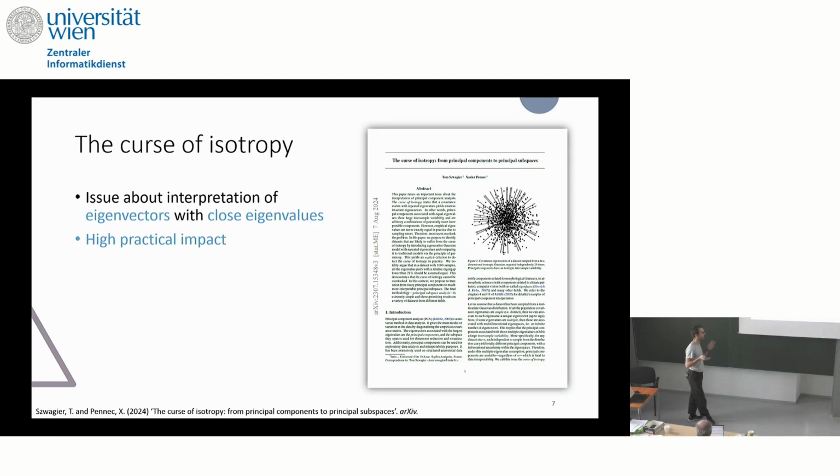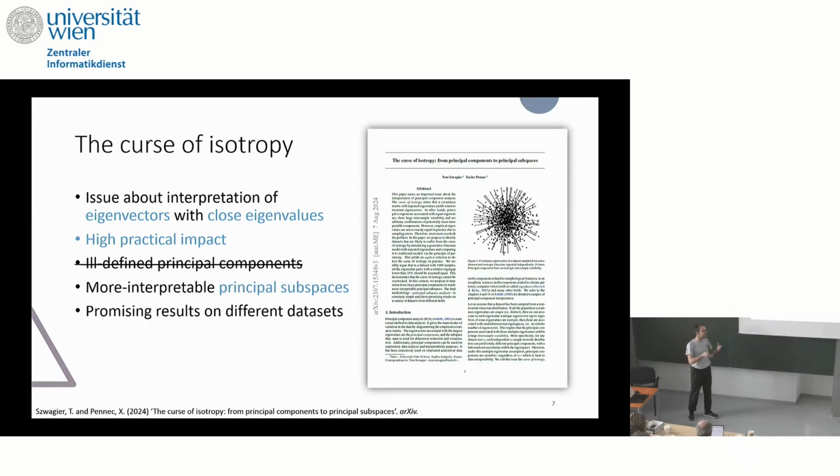I hope I have convinced you that principal component analysis is an important method and that it is highly used. What we do in our recent preprint, The Curse of Isotropy, is raise an issue about the interpretability of the principal components whose eigenvalues are relatively close. As we'll see, they can suffer from a large rotational variability, which is a pitfall for data analysis. In this context, we propose to transition from ill-defined principal components to more interpretable principal subspaces.